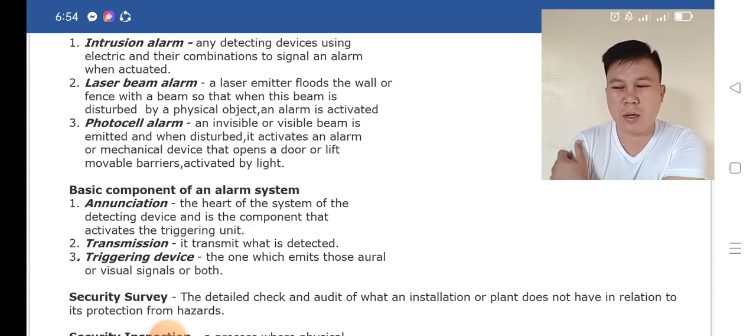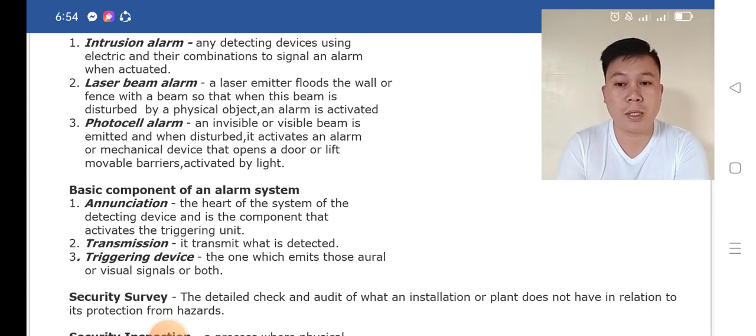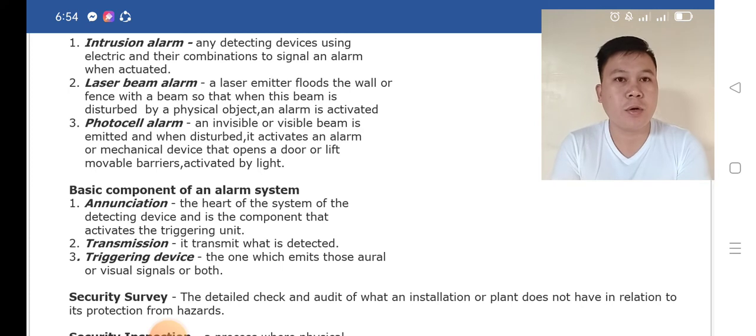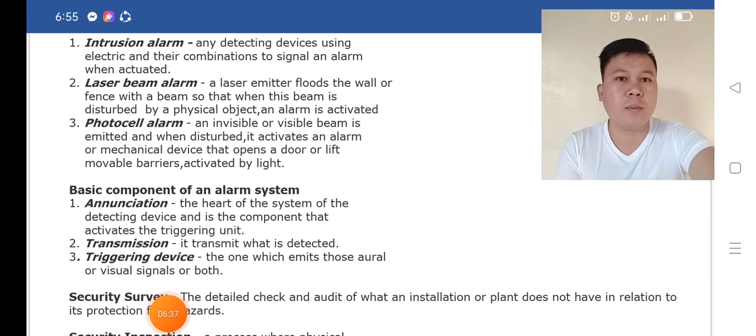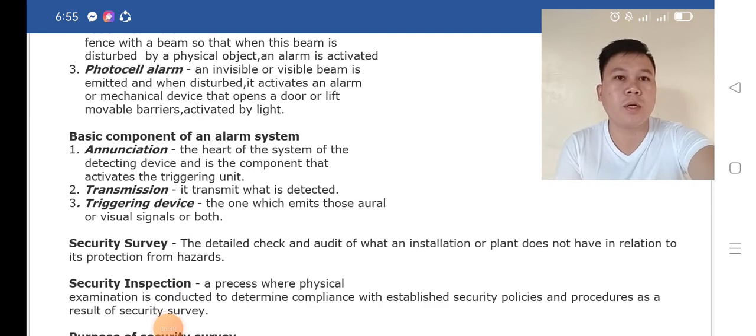So these are usually words that are not easily understood kasi mabilisan itong makalimutan ng isang bata. So just always remember this: annunciation is the heart of the system. Transmission is transmit. Triggering device is the whole. So that is the process components of alarm system.